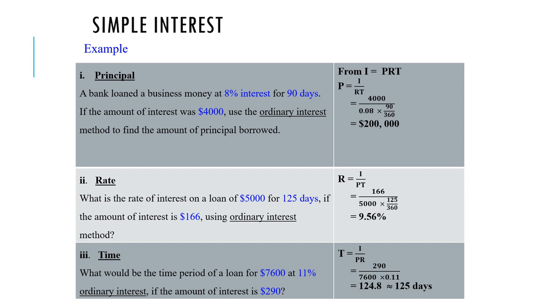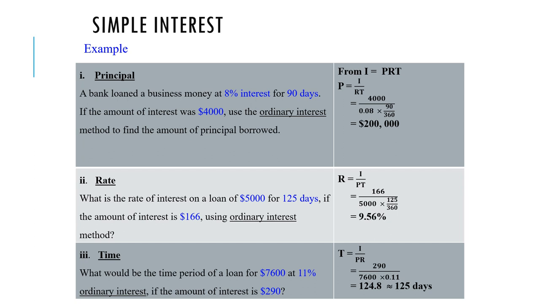Now you want to find rate. All right, what is the rate of interest? Meaning you want to find R. So from your formula of I equals to PRT, how to find R? When you move it around, you will see R is equal to I over PT. On a loan of 5,000, 5,000 is your principal. 125 days is your time. Interest is 166 using ordinary. Ordinary interest means it is out of 360.